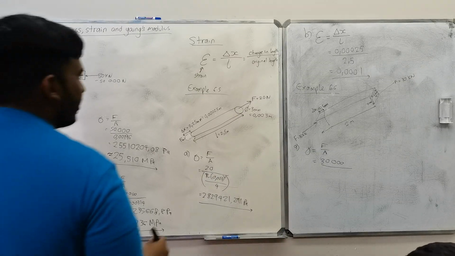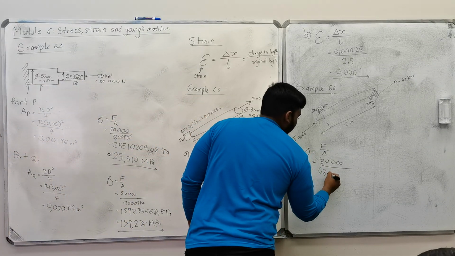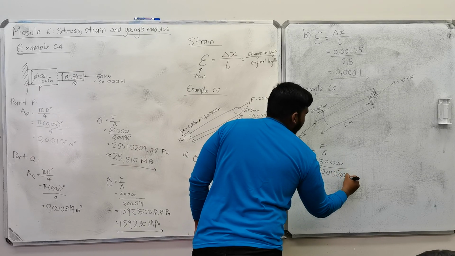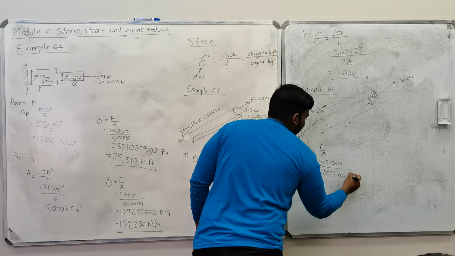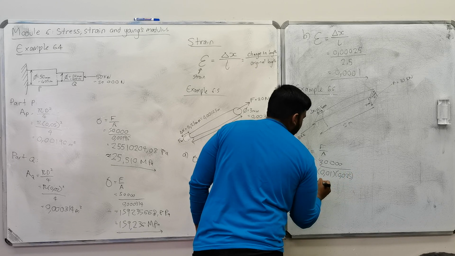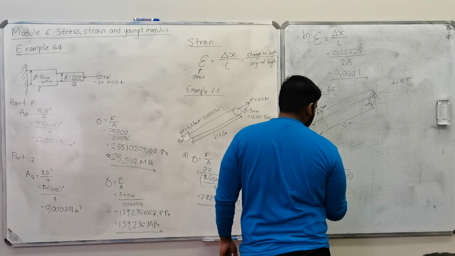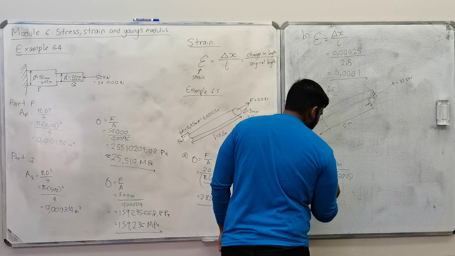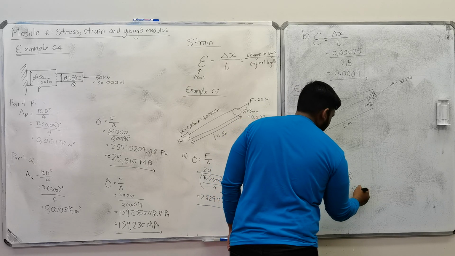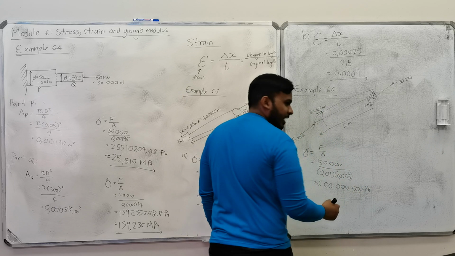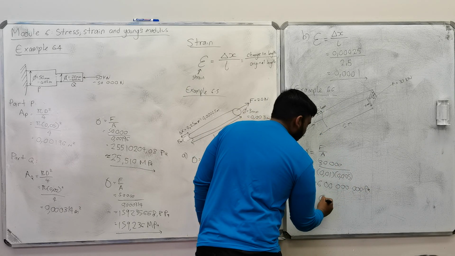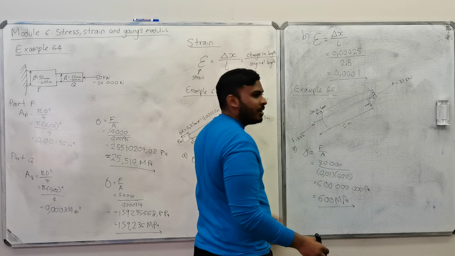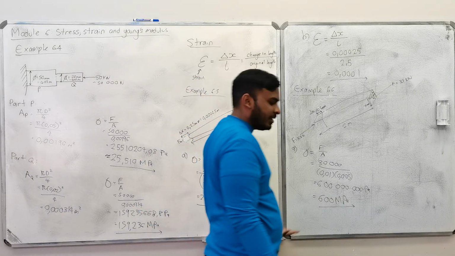Yeah. So this would be 30,000 divided by 0.01 times 0.005, which is 600 million, 6 with 8 zeros, Pascals. Okay, that's stress. Then the strain.